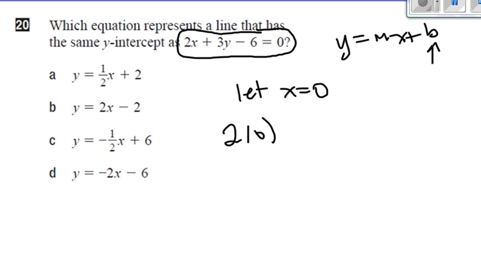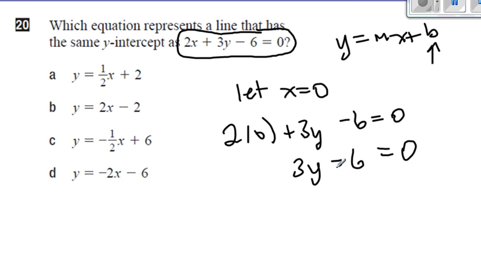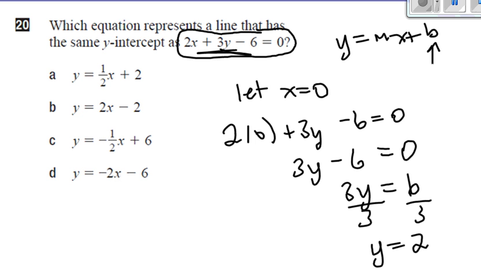So x is 0. I do a substitution and let's see what happens. 2 times 0 is 0. So I really have 3y minus 6 equals 0. Trying to solve for y, I'm going to add 6 to both sides, divide by 3, and I get y equals 2. So the y-intercept of this line is 2, and the only one with a y-intercept of 2 is A.